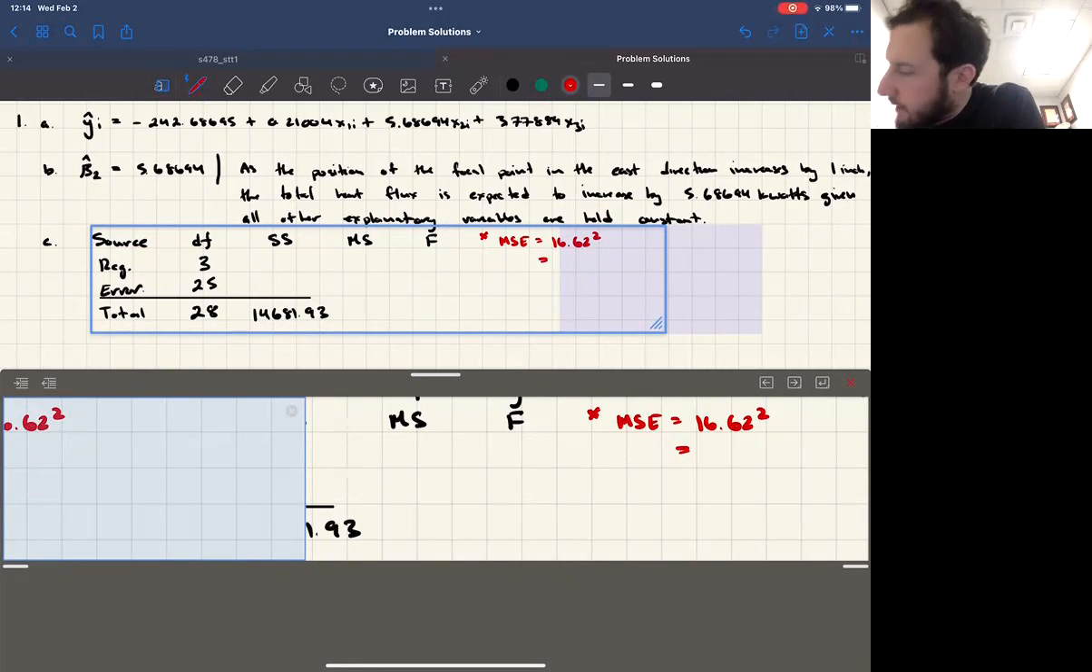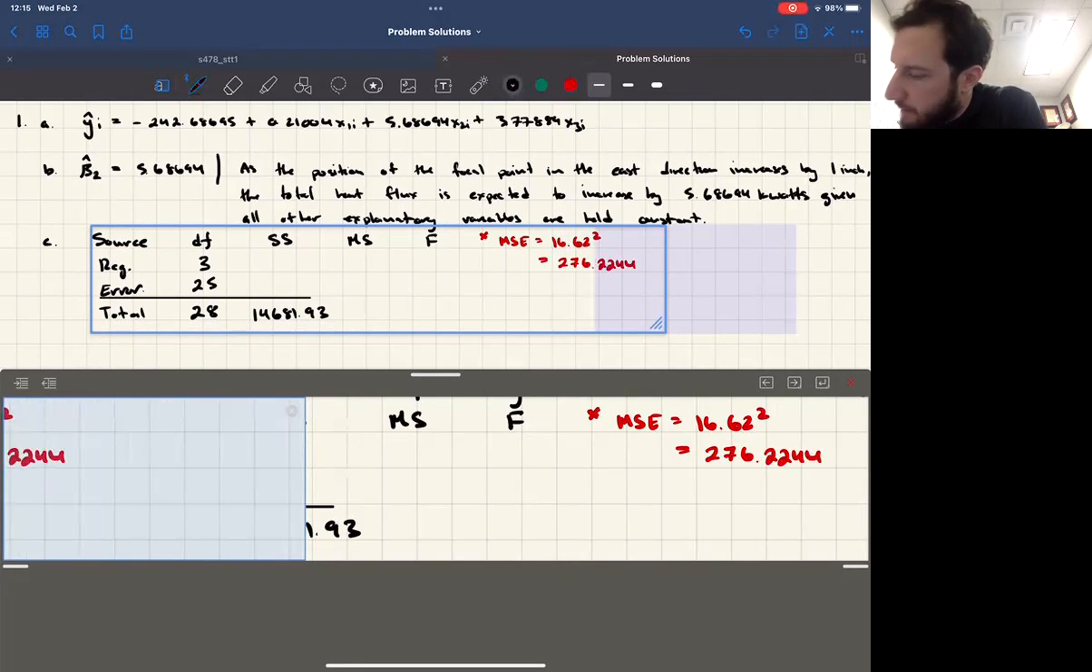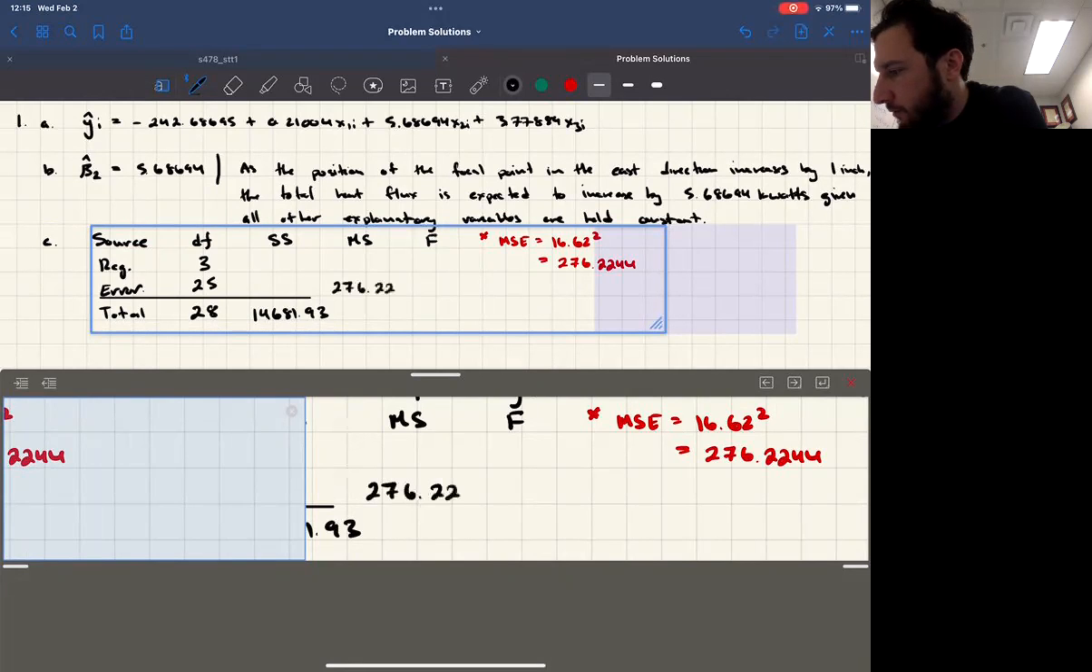Okay, so that's going to be 276.2244. Okay, so here we're going to have 276.2244. All right. Now from this point, it's easy to work out the remaining values.